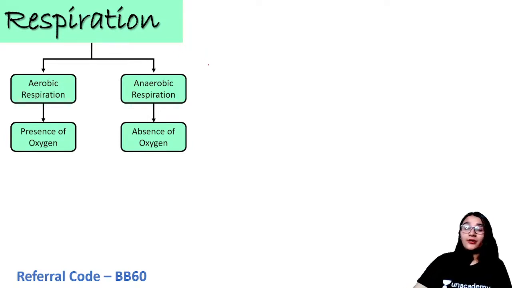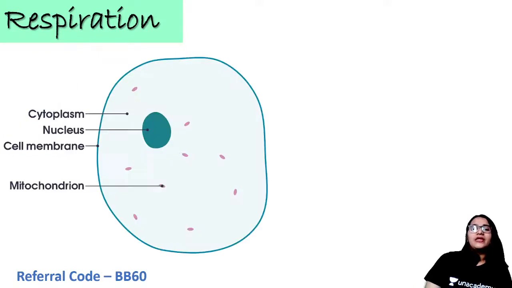Now, respiration is not only about breathing, but respiration is also something that happens at the cellular level, right? The respiration that happens at the cellular level is further divided into two types, that is aerobic respiration and anaerobic respiration. Aerobic, as the name suggests, air, so this type of respiration takes place in the presence of oxygen. Similarly, anaerobic respiration takes place in the absence of oxygen. Anaerobic is totally opposite of aerobic respiration.